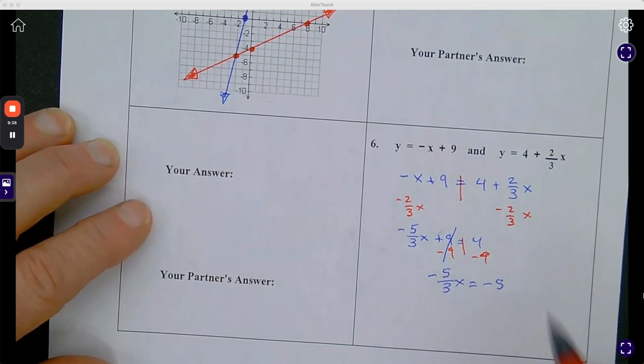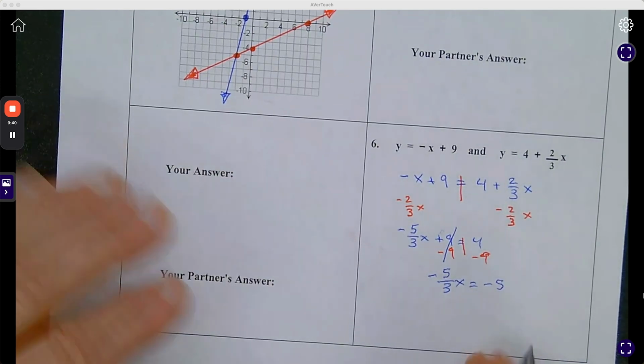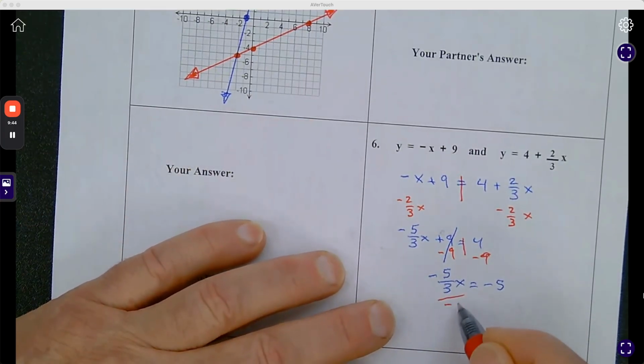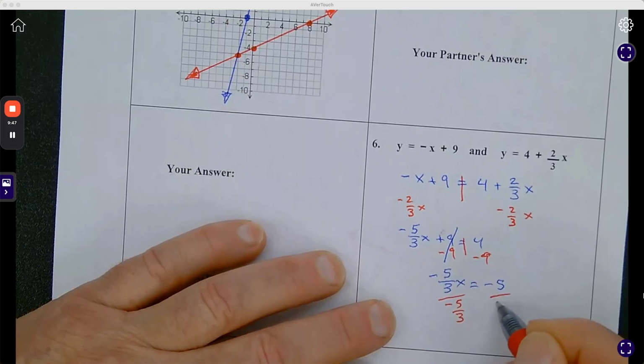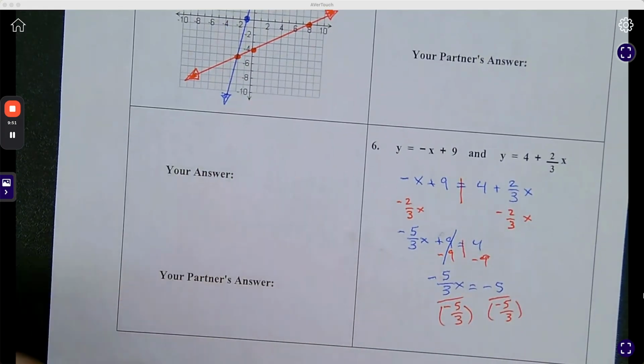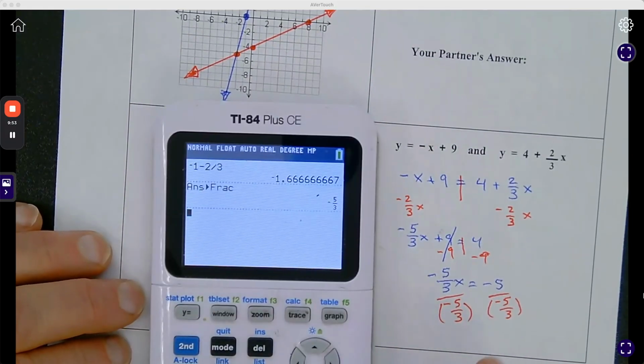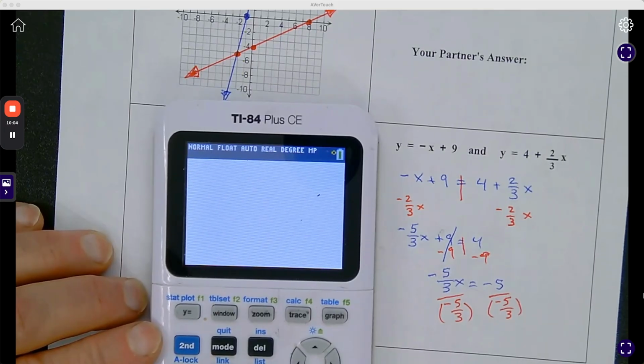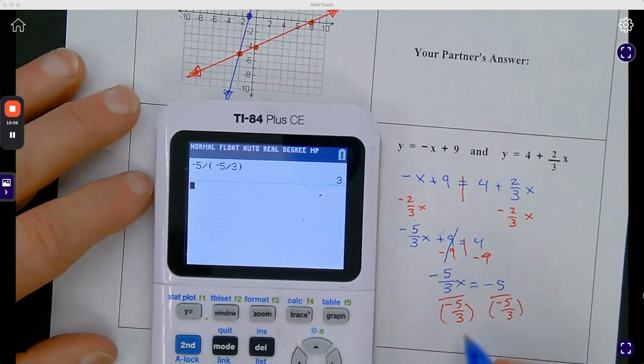Okay, now I'm going to divide by the negative 5 over 3, or you can multiply by the reciprocal. Both work. All right, just make sure that when you divide by a fraction, you put that operation in parentheses. You want the calculator to do it properly. So I wanted to do that math first and then do negative 5 divided by that. Negative 5 divided by negative 5 divided by 3. See that? We get 3. Ooh, nice number. X equals 3.